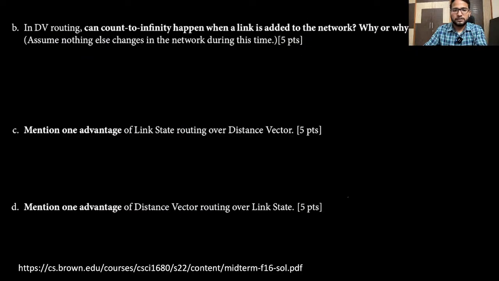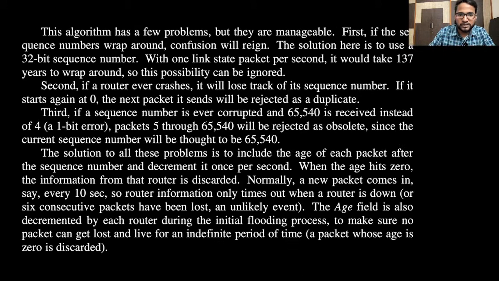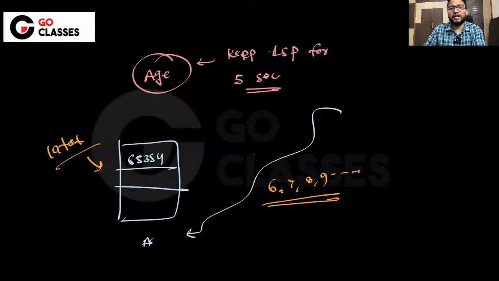You can read it from here. If you are sending 5, that may change to 65450, but this age is saying that you just discard it after some time. Maybe after every 10 seconds, you just discard the information, so that you do not keep any erroneous sequence numbers with you. So I hope you understood why sequence number and age both are needed.